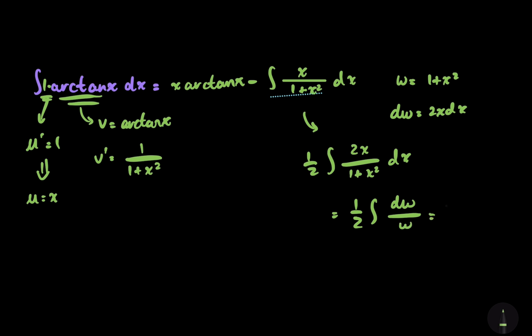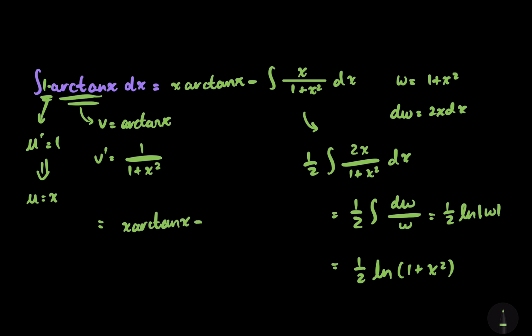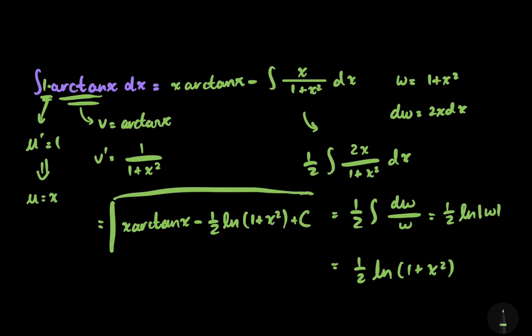And so this is equal to 1/2 natural log of absolute value of w, and that's going to be equal to 1/2, if we back substitute, natural log of 1 plus x squared. We don't really need the absolute value because this is always going to be positive. And so we can just put this all together, actually. That's just going to be equal to x arctangent of x, and then minus 1/2 natural log of 1 plus x squared. And then, of course, plus c. And so that right over there is our final answer.